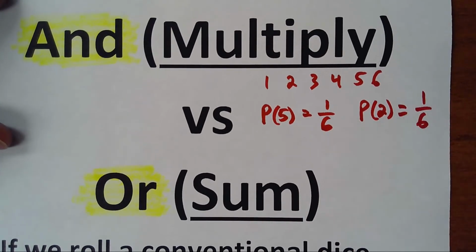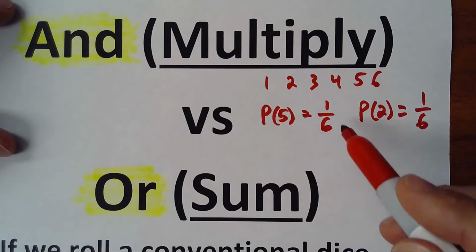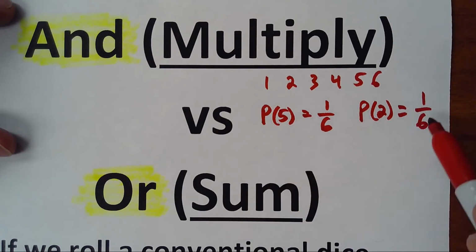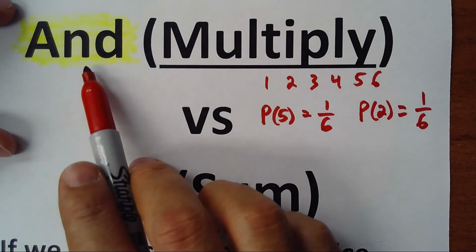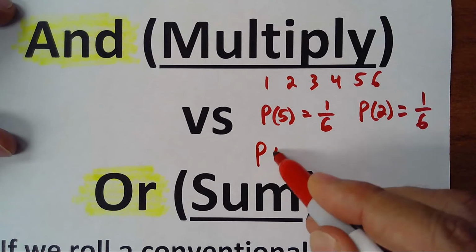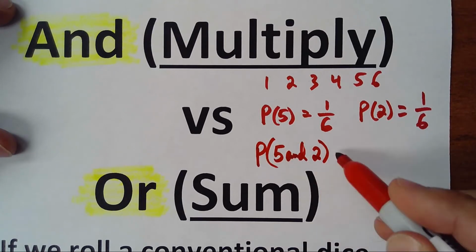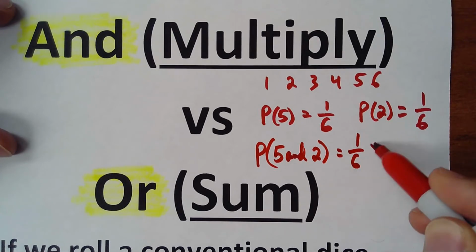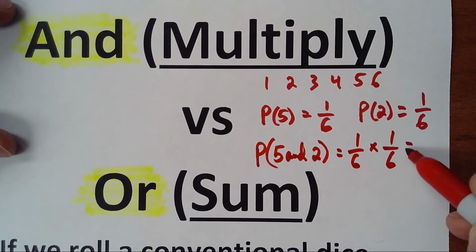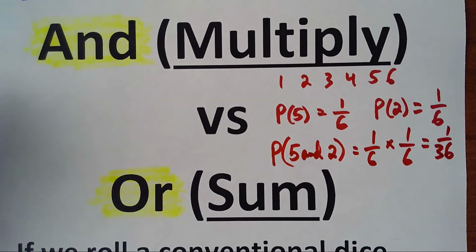But because they're using the word "and", we have to multiply 1 over 6 times 1 over 6. So when we use the word "and", we multiply. So the probability of 5 and 2 would be 1 over 6 times 1 over 6, which is equal to 1 over 36. So that's the answer for this exercise.